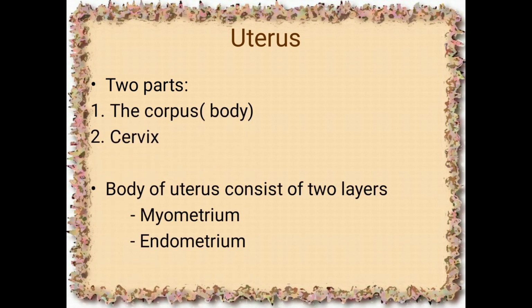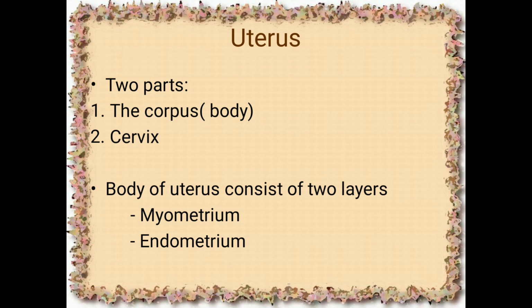So the uterus is a hollow organ having a thick muscular wall. It is placed between the bladder anteriorly and the rectum posteriorly. It has two parts, the corpus and the cervix. The corpus is the body of the uterus.